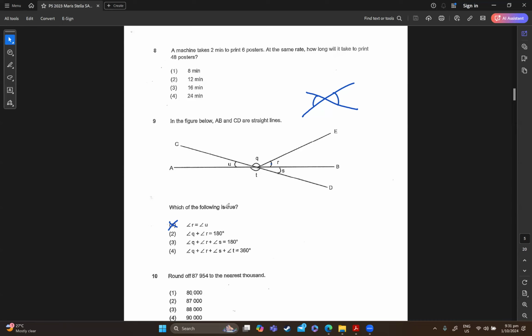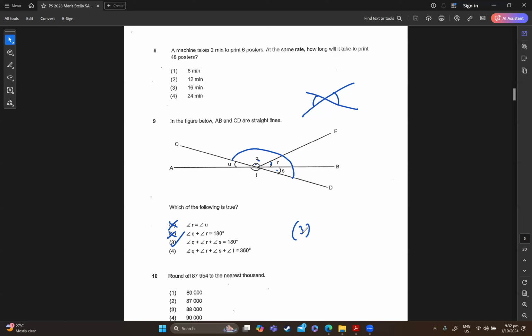Q plus R equals 180. Where's Q? Q plus R. So when you add the angles Q and R, it doesn't fully form the straight line, so it's not 180 degrees. Now the next one, QRS. Now when you add these 3 angles, it forms the full straight line angle from here till here. So this works. So the answer is option 3.